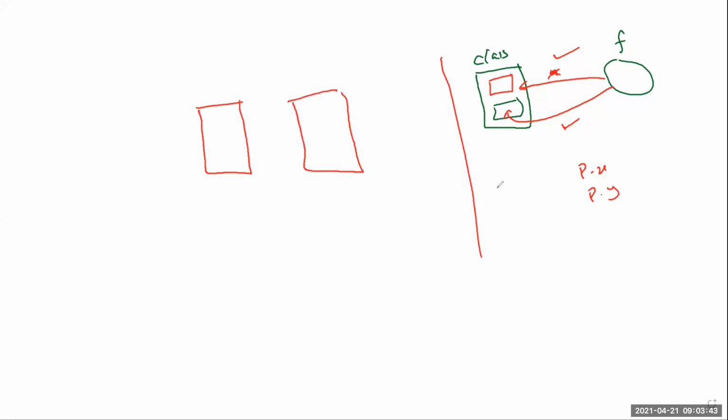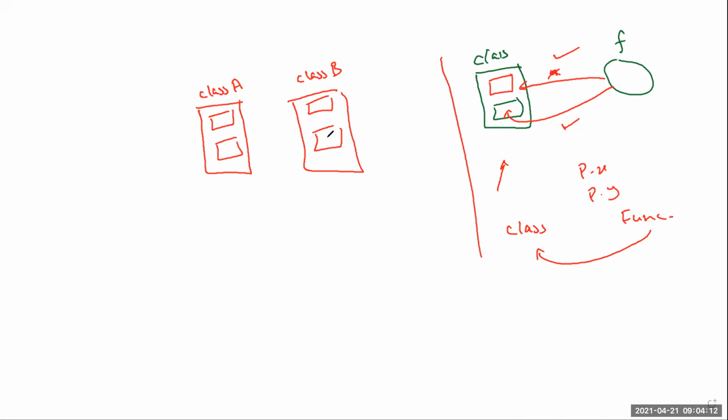Now if you see on the right side of the board, on one hand we have a class, and the second entity is a function. This function is actually a friend of the class. Now on both ends we have two classes, class A and class B. Class A has some data and some functions. Similarly, class B has some data and some functions. Now suppose the member functions of class B want to access private data of class A.